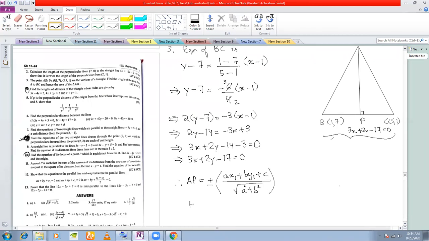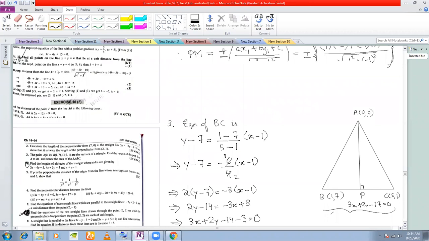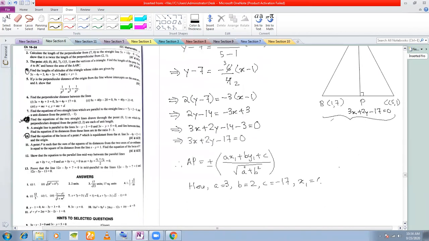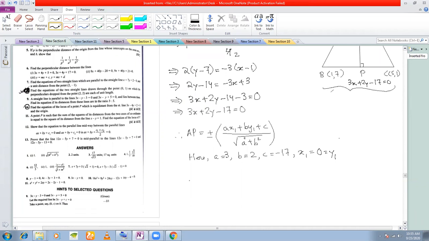Okay, so what is a here? Here a is the coefficient of x in the equation, which is 3. B is the coefficient of y, 2. C is the constant term, minus 17. x1 is the x coordinate of A. You see that the x coordinate of A and y coordinate of A are both 0. So x1 is 0 and also y1 is 0. Okay. So therefore, what is AP?